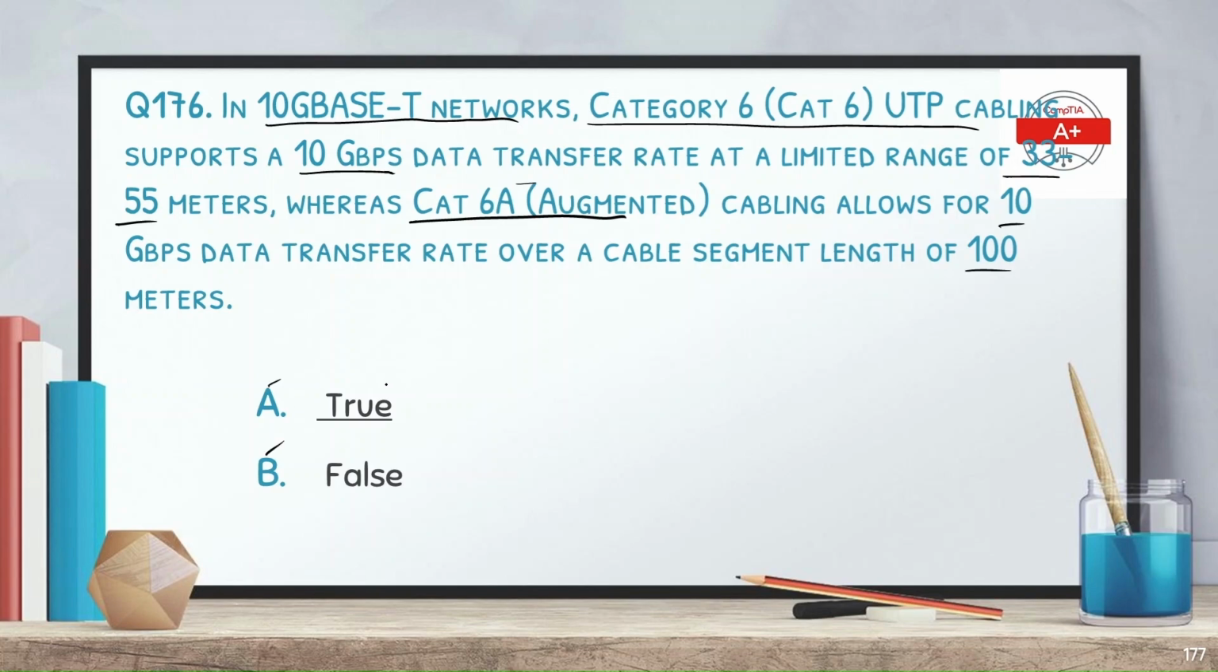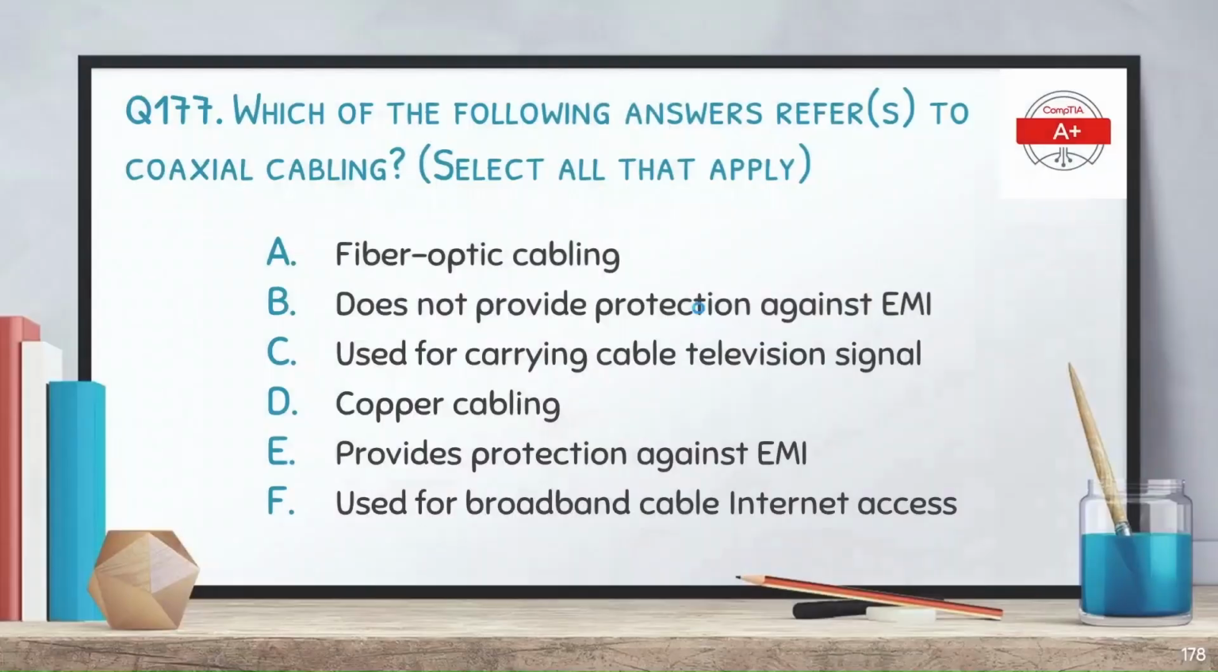And the correct option is yes, this statement is true. So simple Cat 6 has 10 Gbps and a maximum length of 33 to 55 meters, while Cat 6A has again the 10 Gbps, but it has more length capability of up to 100 meters.